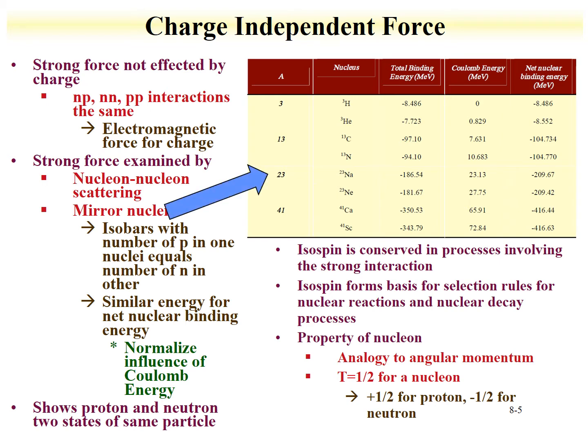And here's an example of some mirror nuclei, and these mirror nuclei are isobars with the number of protons in one nucleus equal to the number of neutrons in another. So for instance, if we look at A = 23, we can have sodium-23 and neon-23 as mirror nuclei. As you can imagine, you can evaluate mirror nuclei for only fairly low A. As you go higher in A, you couldn't get a nucleus with more protons than neutrons.